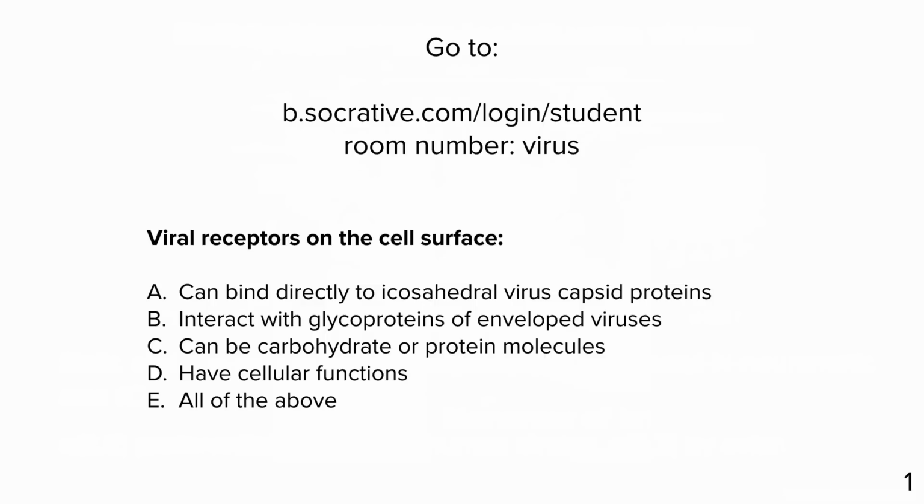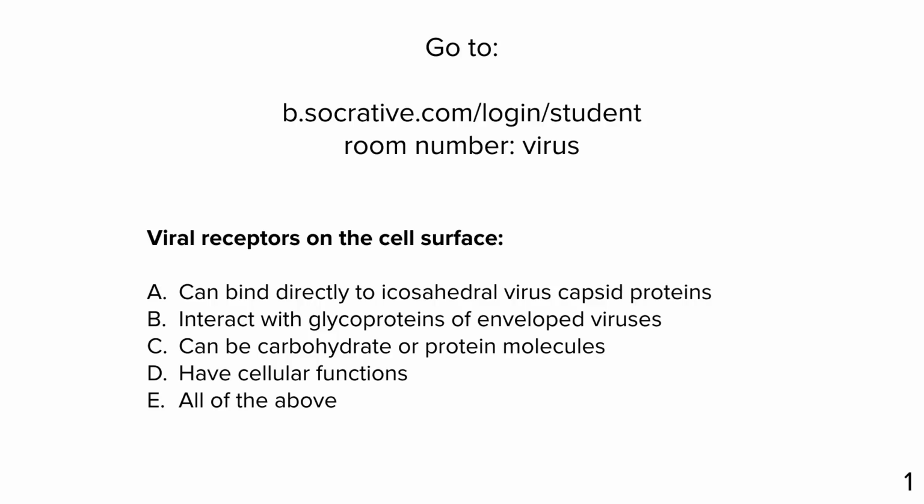All right, a question for you. Viral receptors on the cell surface: A, can bind directly to icosahedral viral capsid proteins. B, interact with glycoproteins of enveloped viruses. C, can be carbohydrate or protein molecules. D, have cellular functions. E, all of the above.